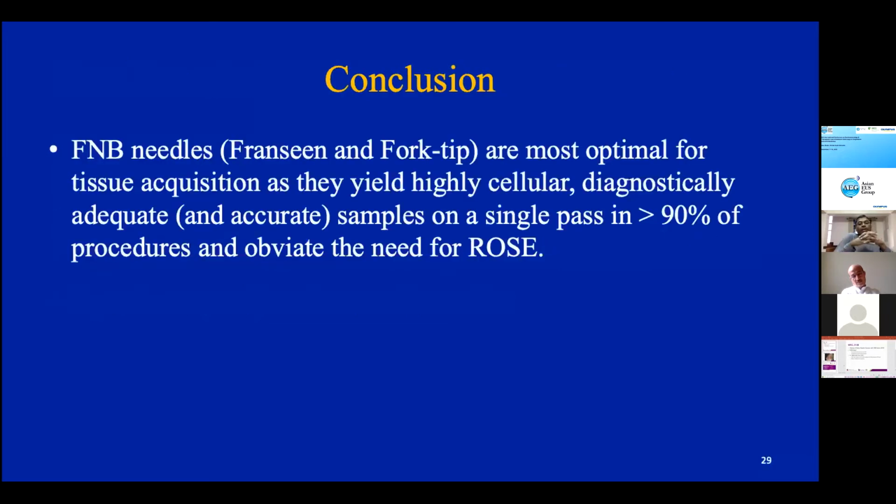So to conclude, the FNB needles are most optimal for tissue acquisition as they yield highly cellular, diagnostically adequate and accurate samples on a single pass in greater than 90% of the procedures, and you will not require a pathologist for most cases. Your cell block will yield the desired outcomes in most patients. Thank you.